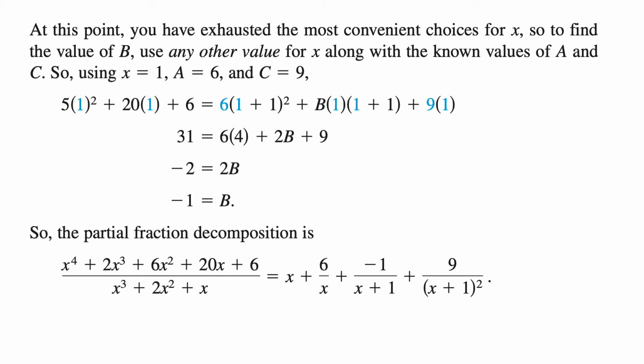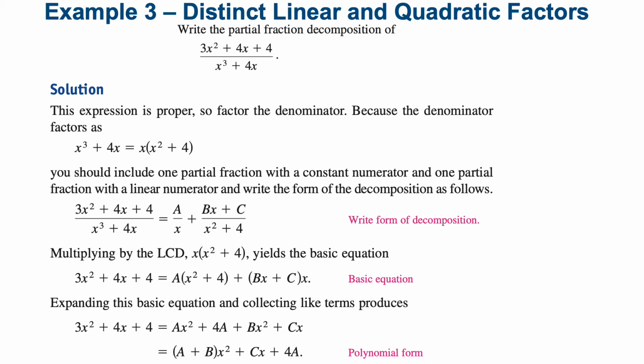So the partial fraction decomposition of the original, the big old thing, is equal to x, because remember we divided, plus your A, 6 over x, plus B, -1 over x plus 1, and then plus C, which is 9 over (x plus 1) squared. So that is a linear with repetition. Now let's do another one where you have a squared term.